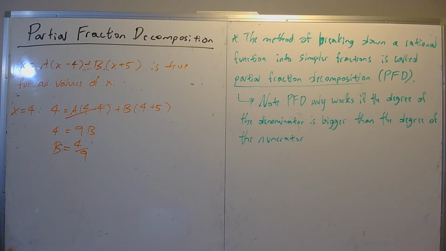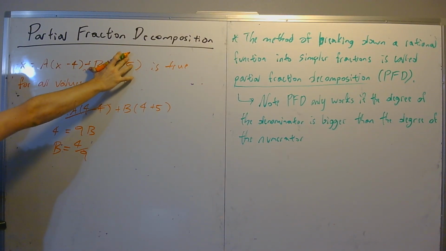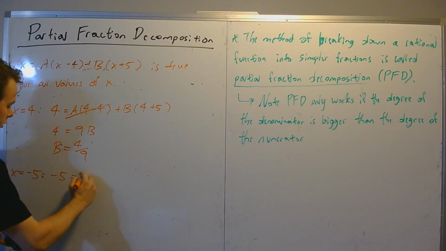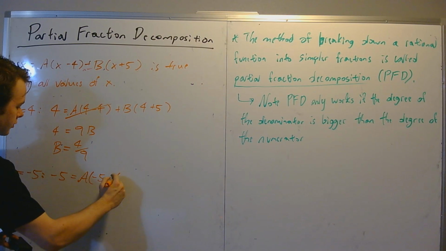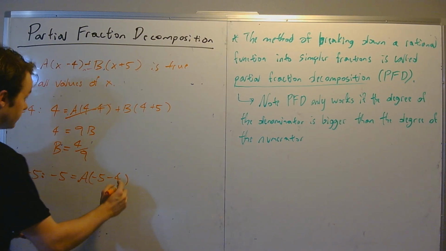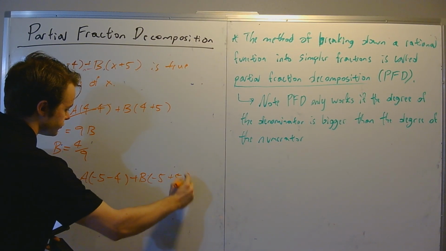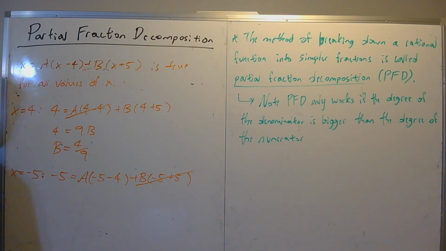Right, and we can solve for a similarly, because if we try to get rid of this part by setting x equal to -5, what we get here is going to be that -5 equals a times -5 minus 4 plus b times -5 plus 5. So again, this part is going to go away, and now we're going to have -5 over -9, so a is 5 over 9.